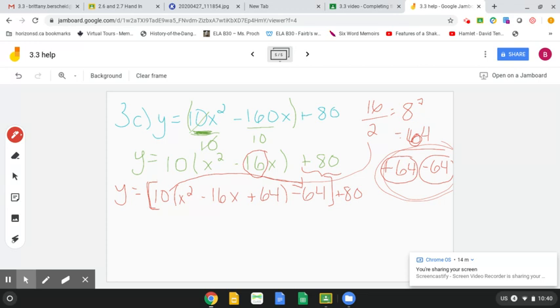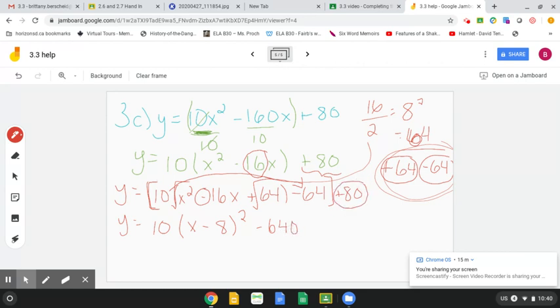All right. So after I've done that, I'm going to be able to drop my square brackets. So I'm just going to have 10. Now, square root of the first is x. Sign of the second is minus. Square root of the third is 8. Put my little squared, right? Now, what is 10 times negative 64? Negative 640, right? And then you still have this plus 80 at the end.